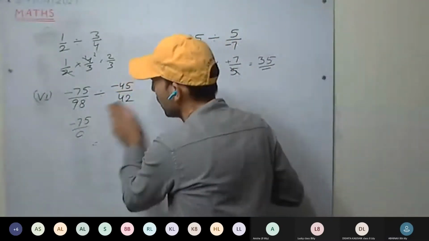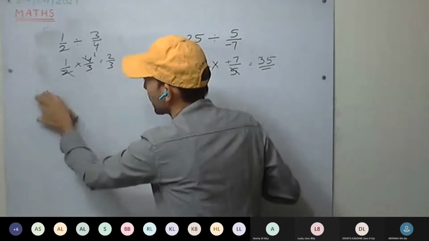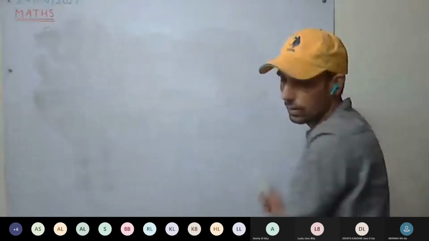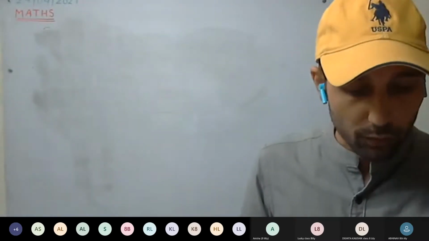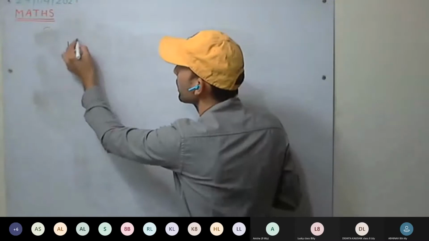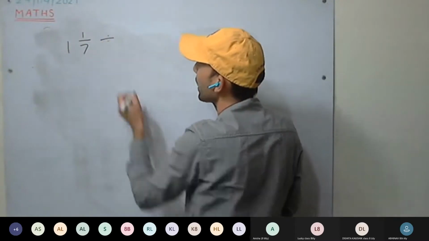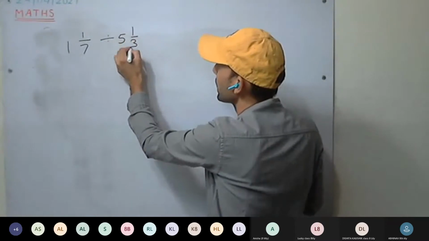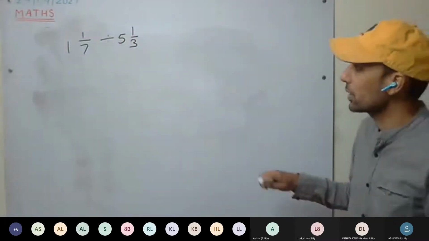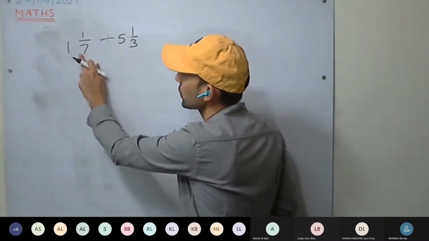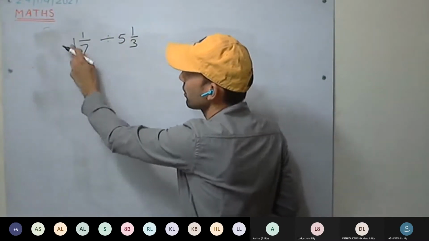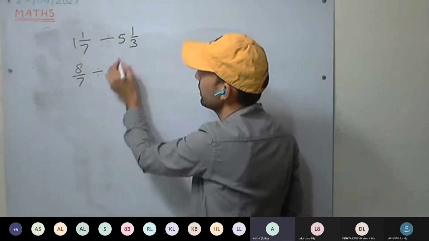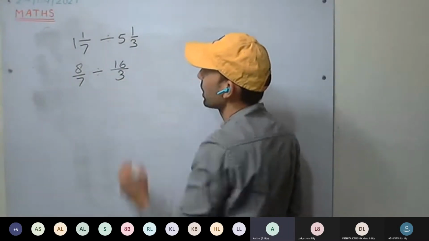It's a mixed fraction. So convert it into an improper fraction. Okay, everyone start doing. 1 by 7 divided by 5 1 by 3. This is the question given. It's a mixed fraction. So 7 ones are 7, 7 plus 1, 8 by 7, divided by 16 upon 3.